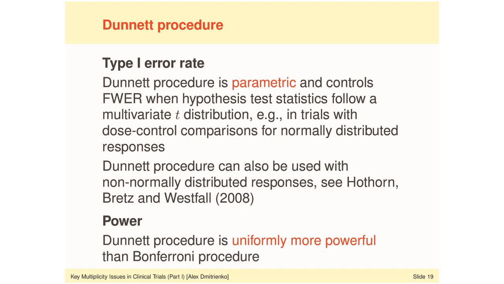As far as power is concerned, the Dunnett procedure is a parametric procedure, and you would not be surprised to find out that it is uniformly more powerful than the Bonferroni procedure, which means that the Dunnett always rejects all hypotheses rejected by the Bonferroni, and sometimes it will reject additional hypotheses. And even though this power gain is sometimes relatively small, we should definitely take advantage of this feature. It's a free lunch. We end up with more power simply because we use a more efficient statistical approach.